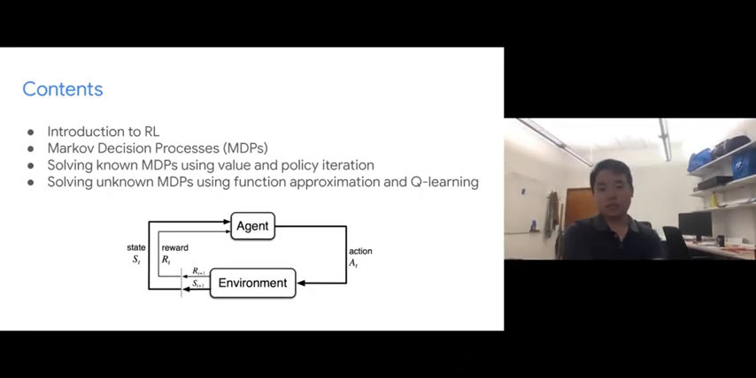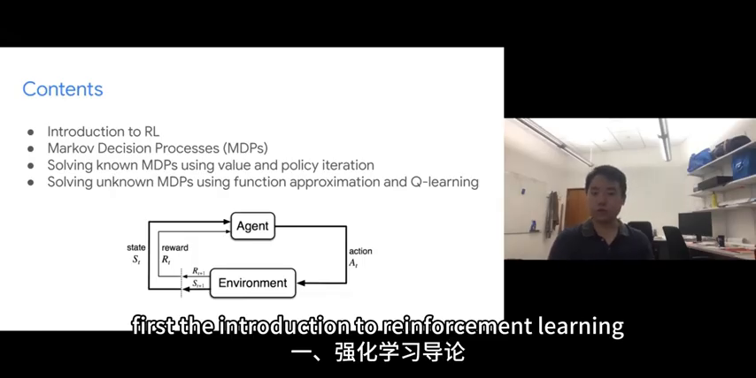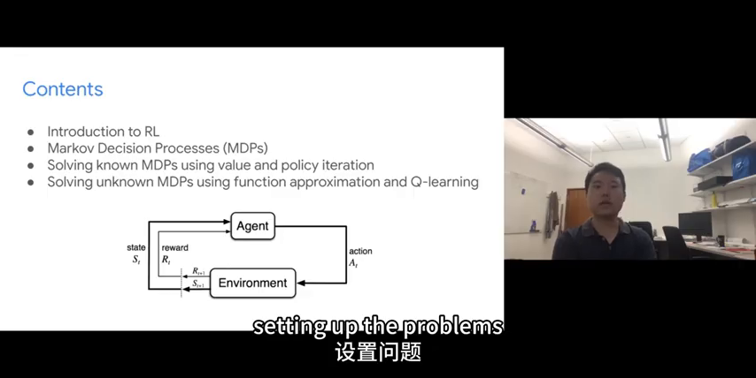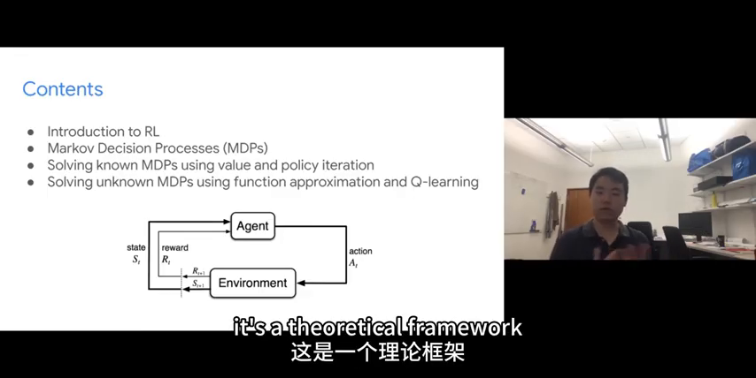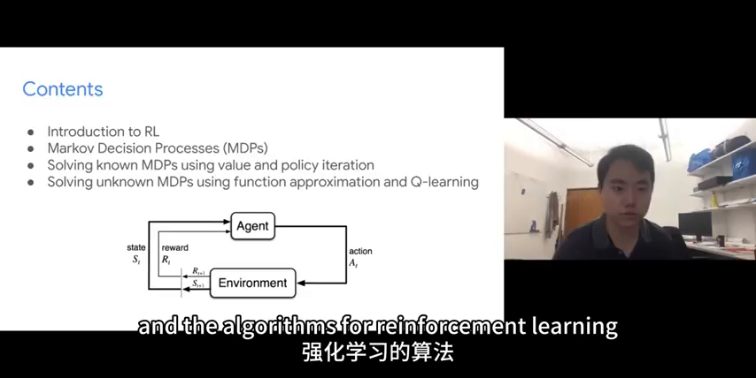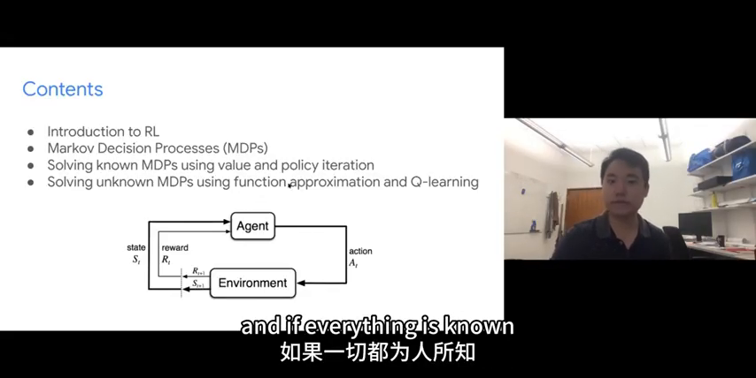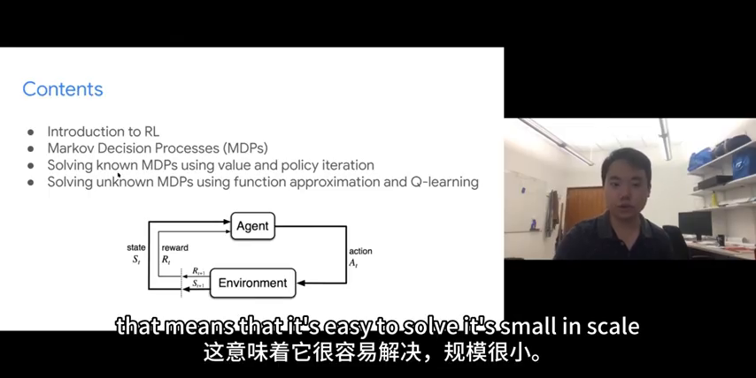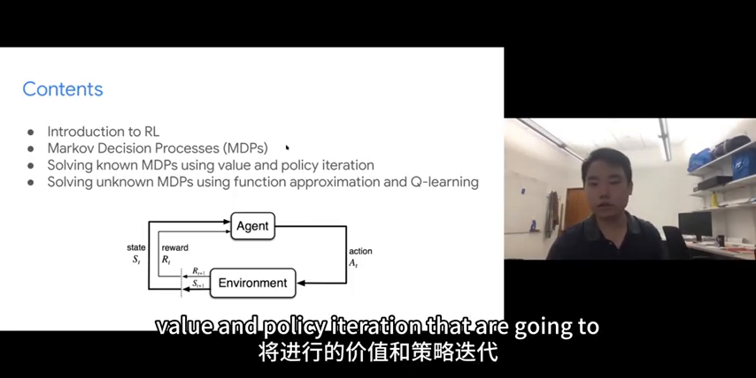So the main things that we're trying to cover today are, first, the introduction to reinforcement learning, setting up the problems, especially using this framework called Markov decision processes. It's a theoretical framework that allows us to reason about the objectives and the algorithms for reinforcement learning. We're going to look at some simple cases of MDPs, where everything is known, easy to solve, and small in scale. We can actually solve these MDPs exactly using algorithms called value and policy iteration that I'll go into.